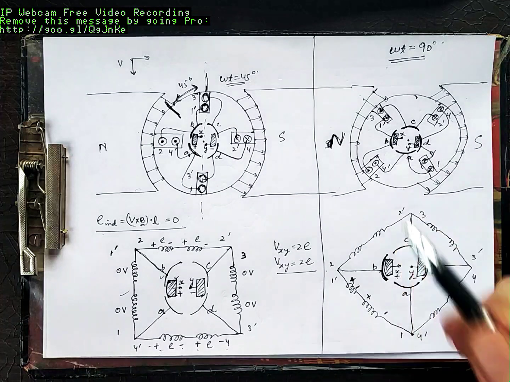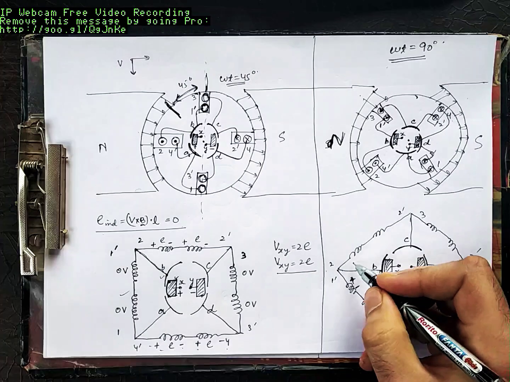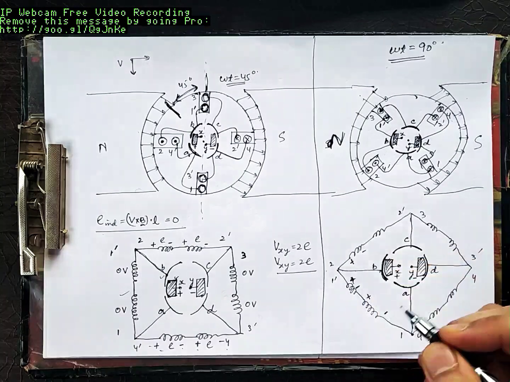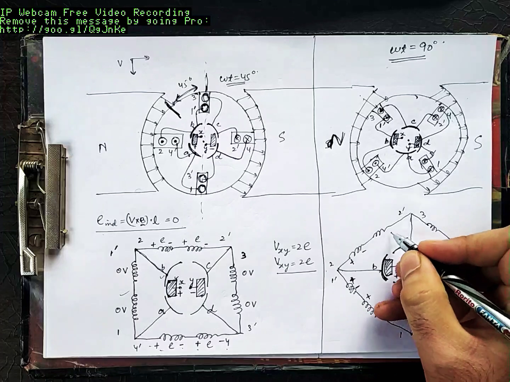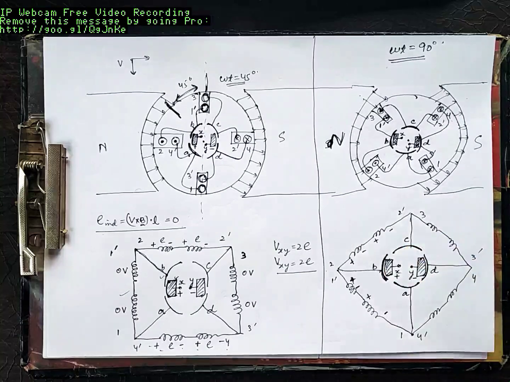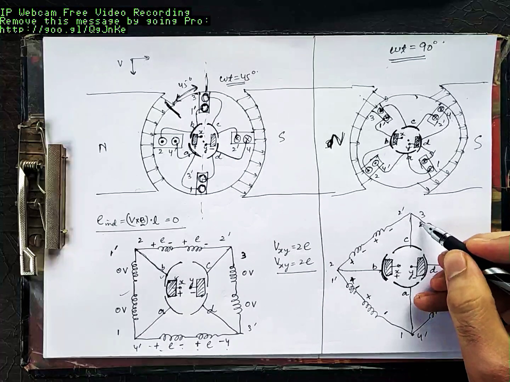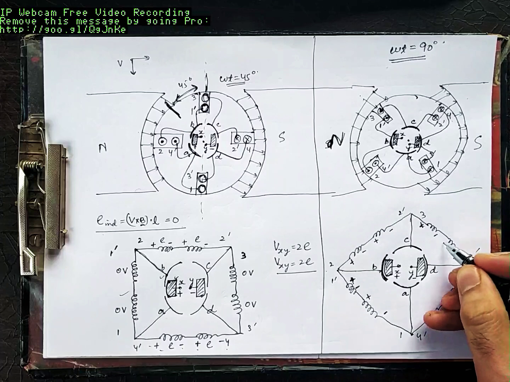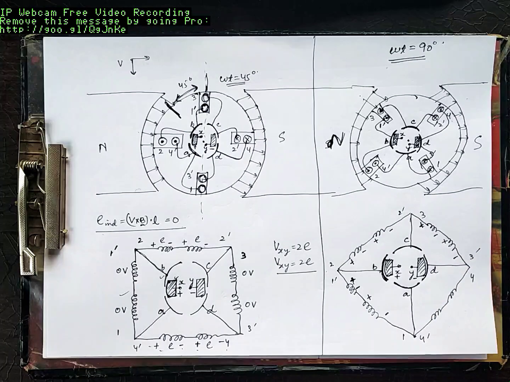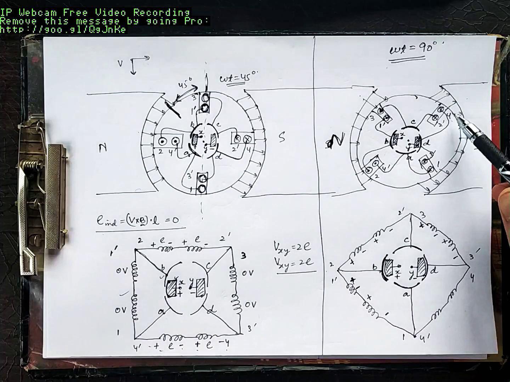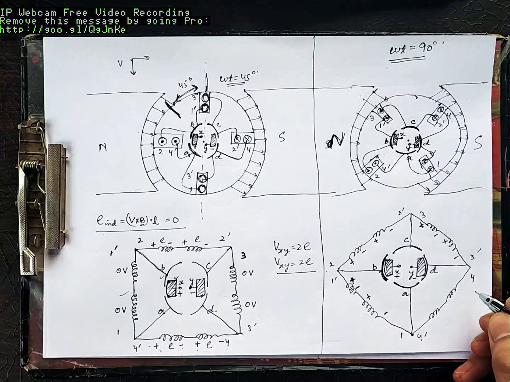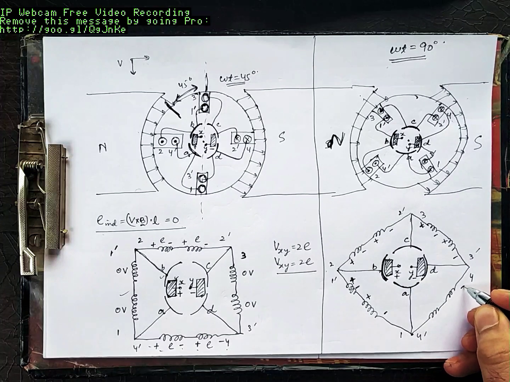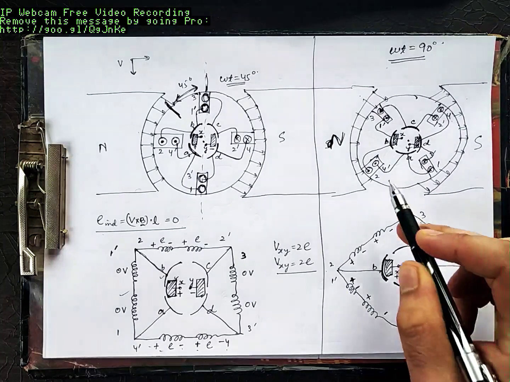2 is under north pole, so 2 will be positive. 2 prime is under south pole, so it will be negative. 3 is under north pole, so 3 will be positive. 3 prime is under south pole, so it will be negative. 4 is under south pole, so it will be negative. 4 prime is under north pole, it will be positive.